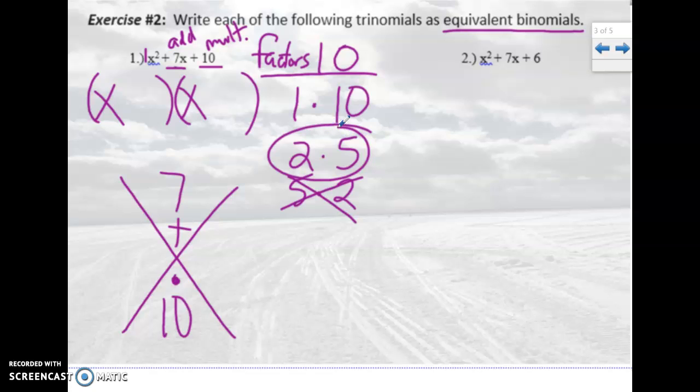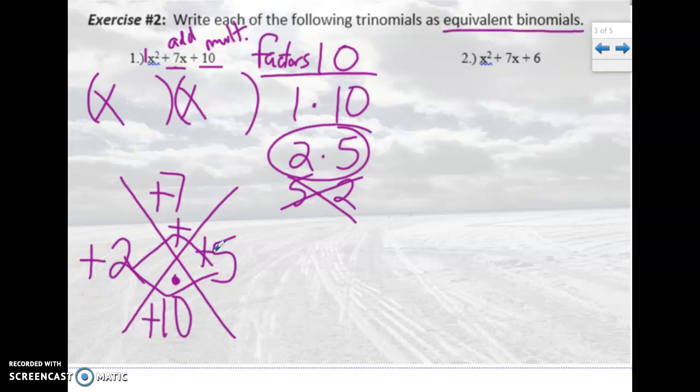Only the 2 and the 5. Only 2 and 5 will both add to 7. So 2 plus 5 makes 7. And then 2 times 5 will make 10.